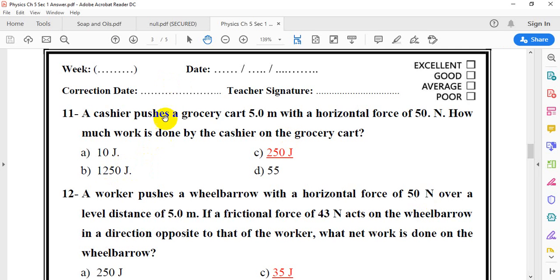A cashier pushes a grocery cart 5 meters with a horizontal force of 50 Newton. How much work is done by the cashier on the grocery cart? Here 5 meters displacement and 50 Newton. 50 multiplied by 5, 250 joules.